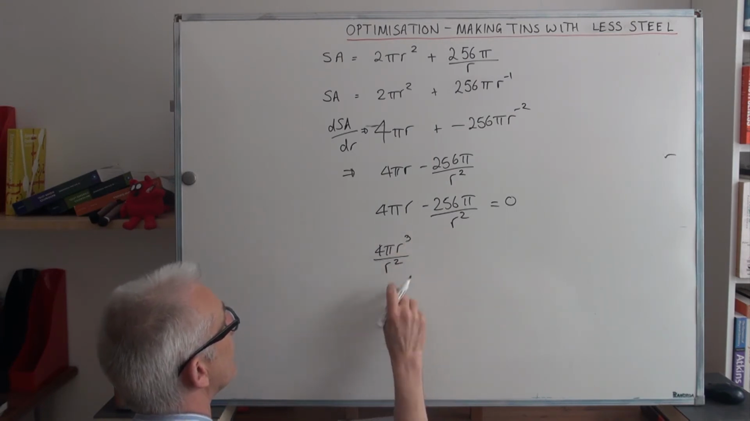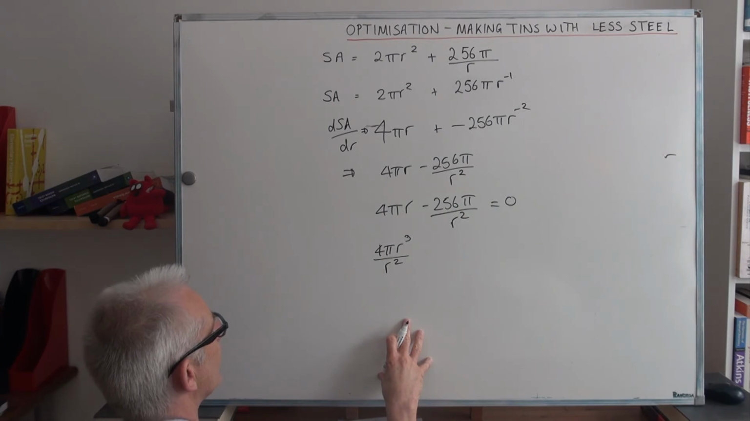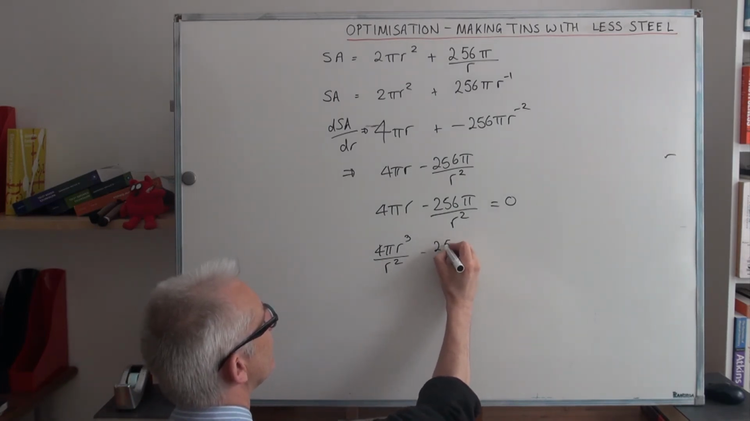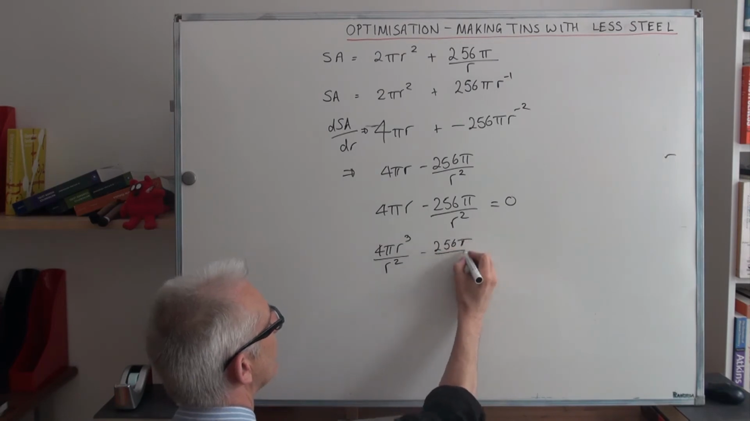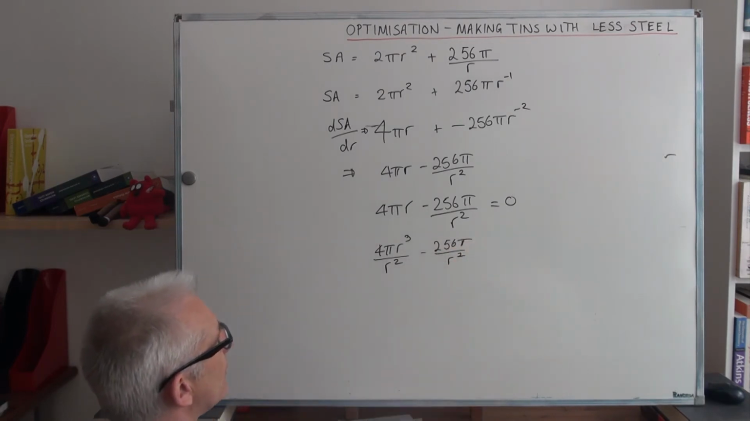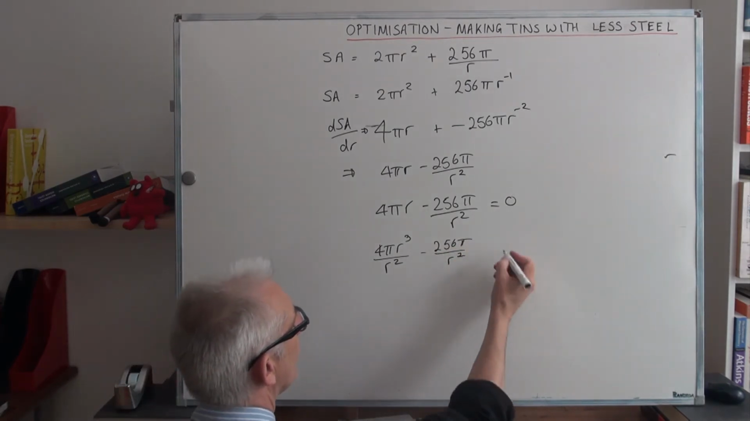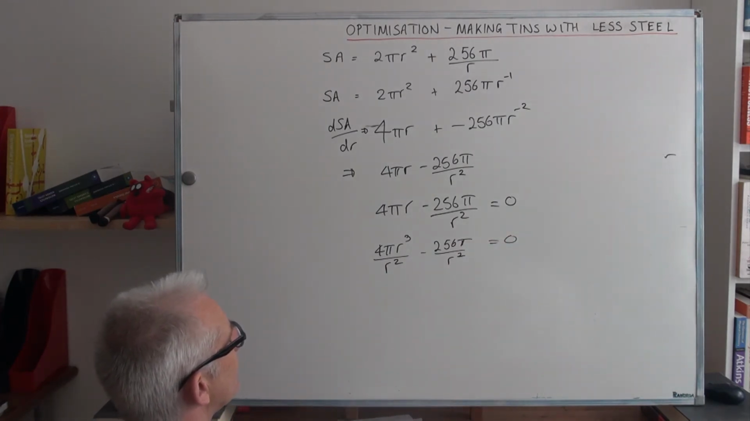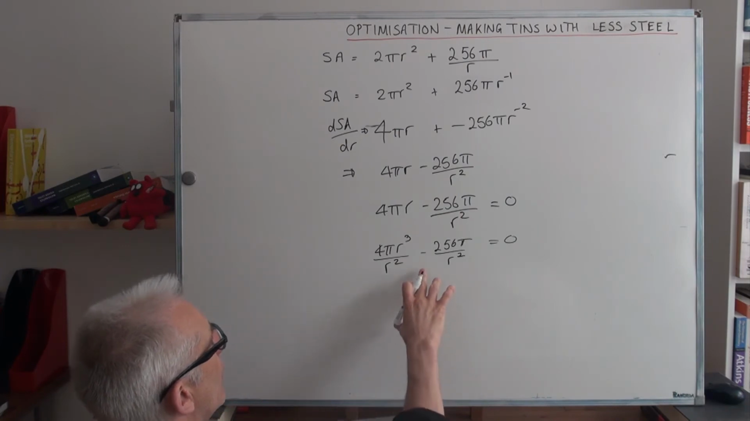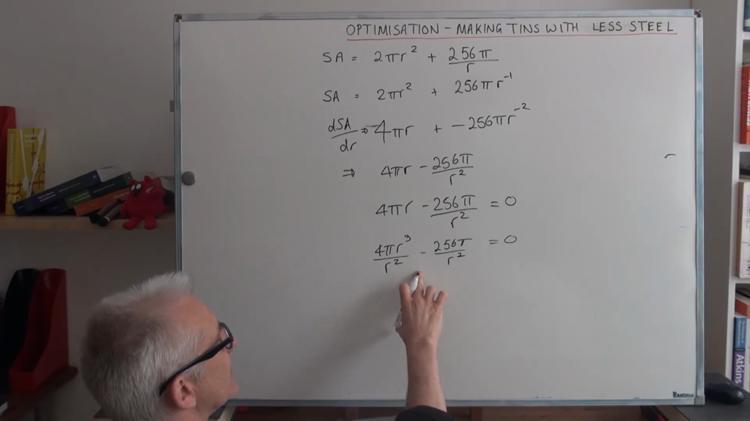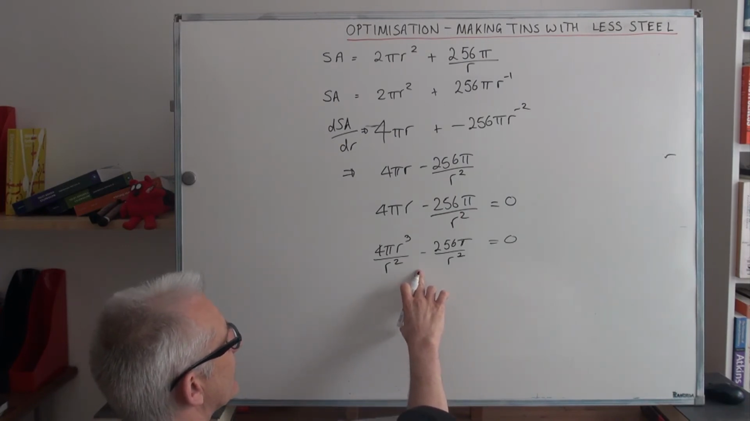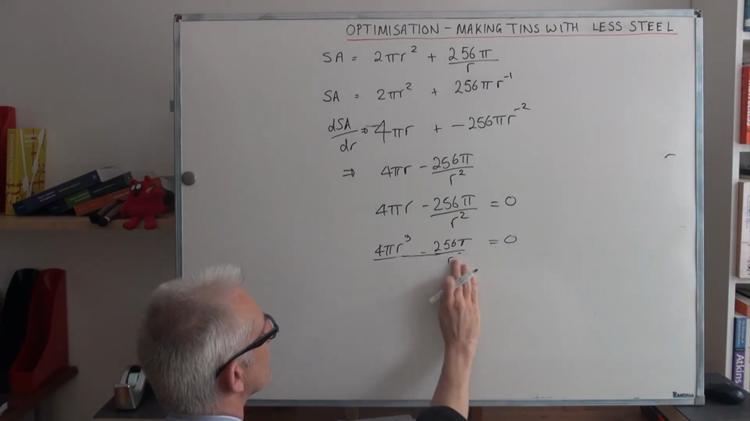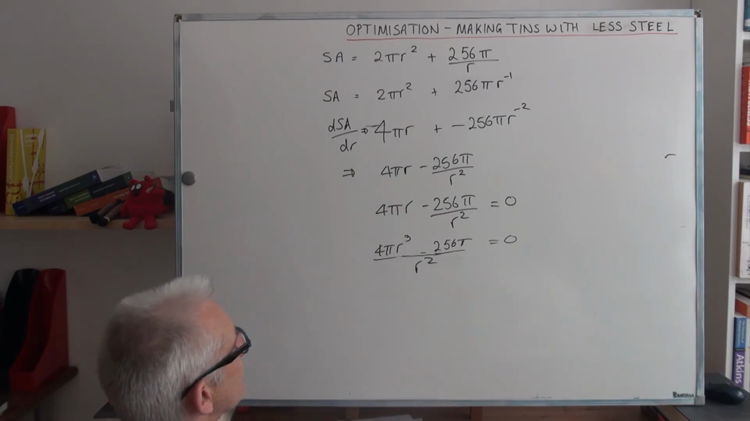That looks a bit odd. Why are we keeping it like that? You're going to see in a moment. Minus 256 pi over r squared. And all of that is going to be equal to 0. So we've got that equal to 0. If that is true, what we've got is that statement there. Let's move that all to there.